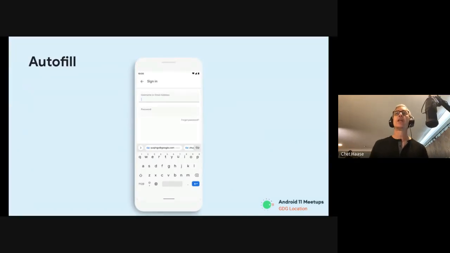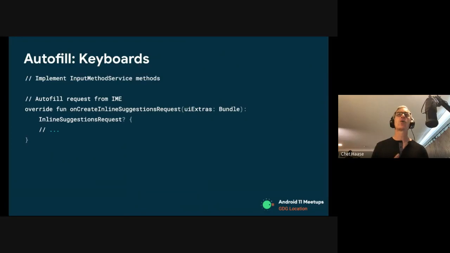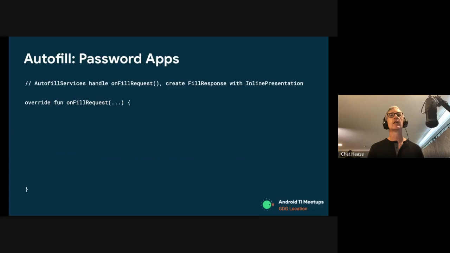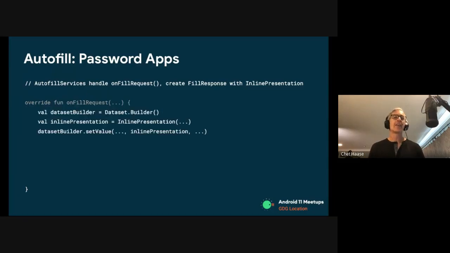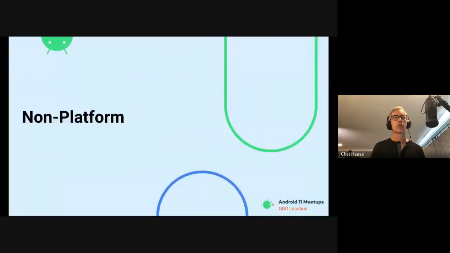So autofill, maybe you have an email address, and that can pop as a suggestion in the keyboard, or credit card, or address. In code on the keyboard side, you have this request that you fill out there, and then later a response, and this is where you get the information to actually populate the UI with. On the password side, you're going to listen in and get this on-fill request call, and in there, as normal, you set up a data set, but you're then going to create a fill response with that data set that gives the information that can then pass back to the keyboard to display it.